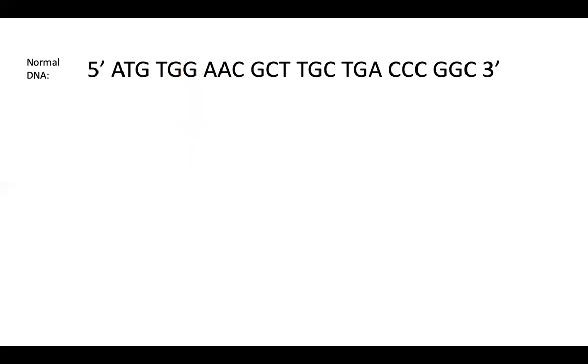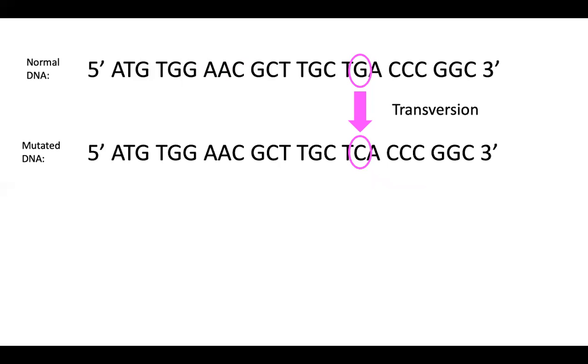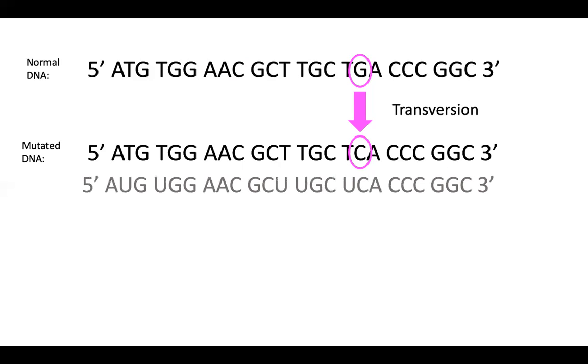To model the fourth and last effect of a point mutation, let's substitute this guanine in the sixth codon for a cytosine, which is a transversion. Here's the transcribed mRNA. Now the first 5 codons are unchanged, so they code for the same amino acids. The sixth codon is UCA, which codes for serine, then CCC codes for proline, and GGC codes for glycine.